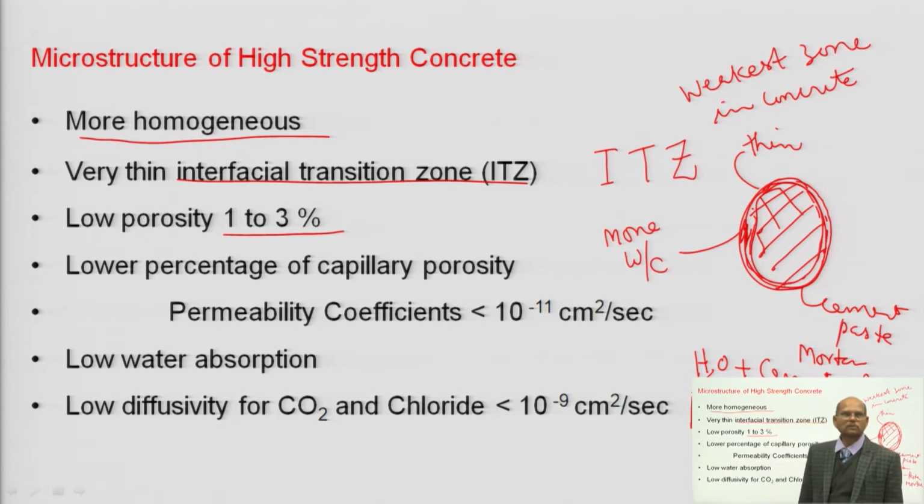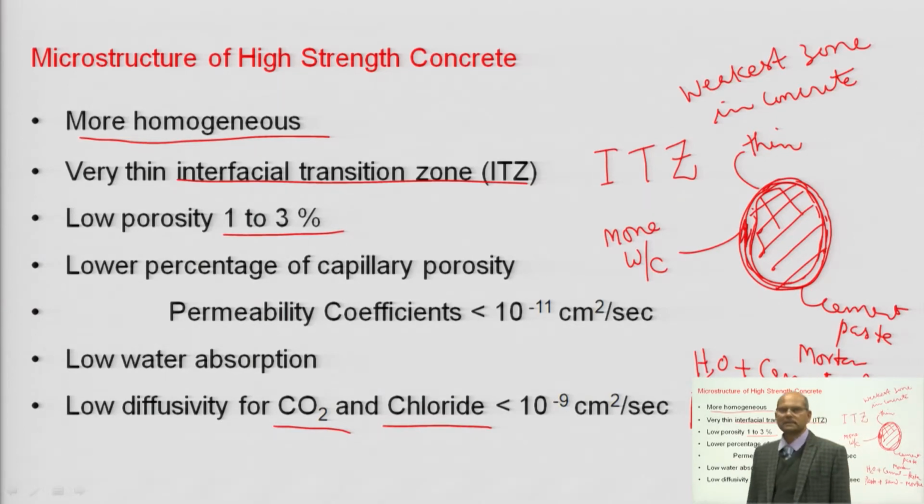Similarly, we should have lower water absorption. We should have low diffusivity of carbon dioxide and chloride, and that value should not be more than 10 to the power minus 9 centimeter square per second, because if there is ingress diffusion of carbon dioxide and chloride, that will create durability problems. So, what is carbon dioxide going to do? Carbon dioxide is going to reduce the pH of the concrete. So, your steel will no more be in passive condition if carbonation is taking place.